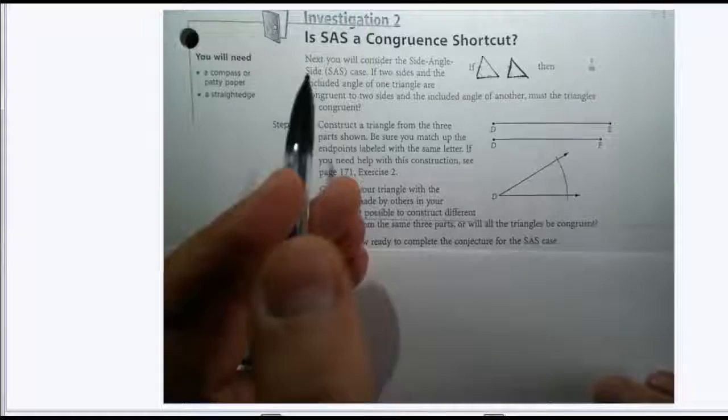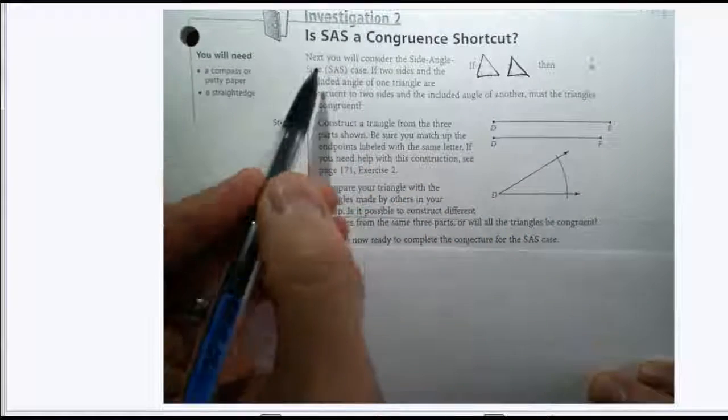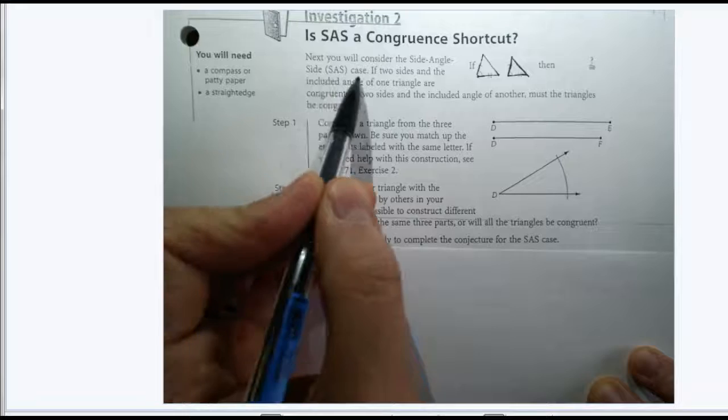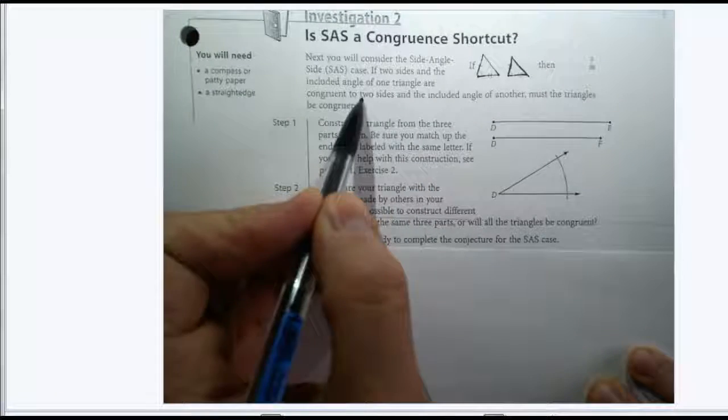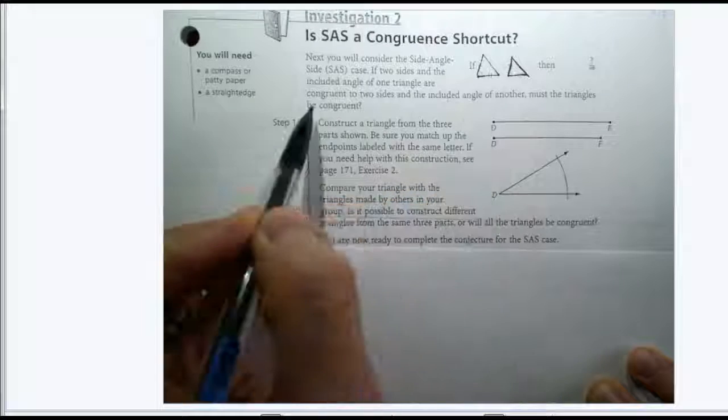So here's the next one. Is side angle side a congruence shortcut? Next we consider the side angle side case. If two sides and the included angle of one triangle are congruent to two sides and the included angle of another, must the triangles be congruent?